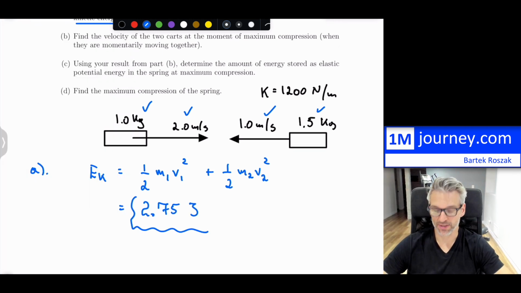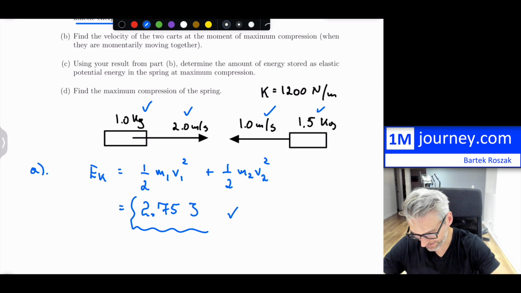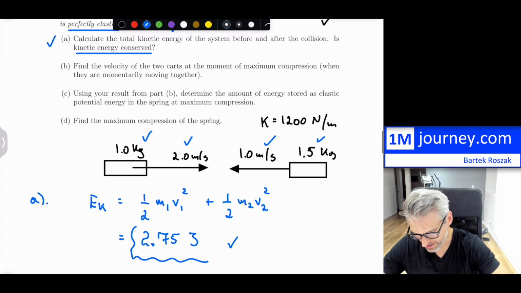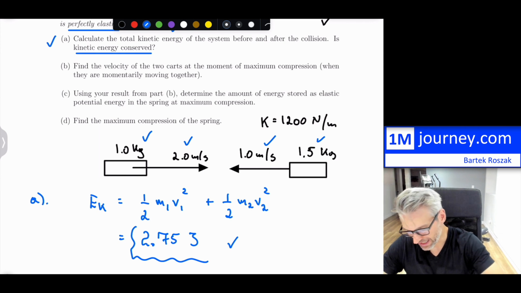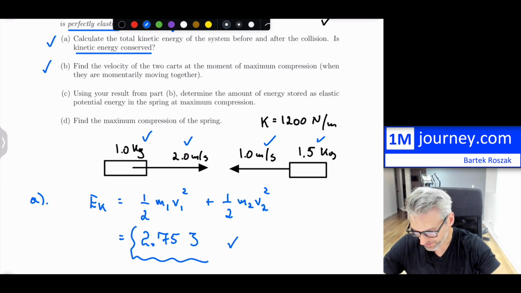There you have it. Okay, so that's the first piece, not a lot of energy in here. So they're not moving very quickly. They don't have a lot of mass. So there you have that. Now for part B, find the velocity of the two carts at the moment of maximum compression.